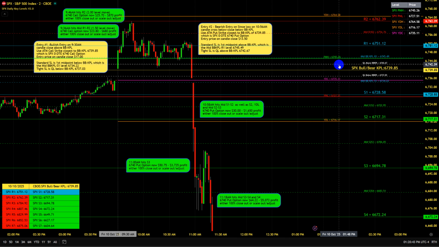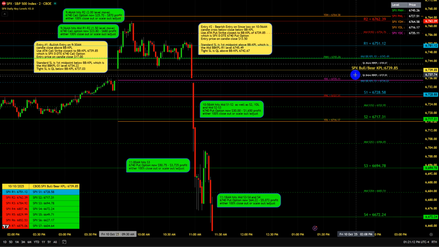If you prefer to use a tight stop loss, although we do recommend that you use the standard stop loss, for those that prefer to use a tighter stop loss, then on a bullish play you use the first QL level below the level that you're taking the trade from. So in this case, that would be the QL below BBKPL, 67.3703.